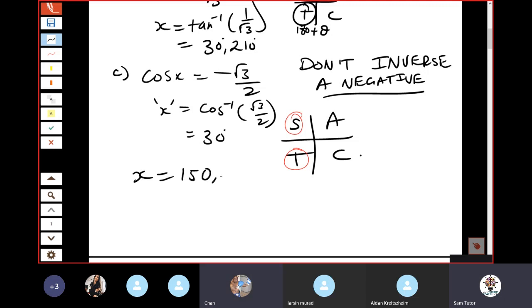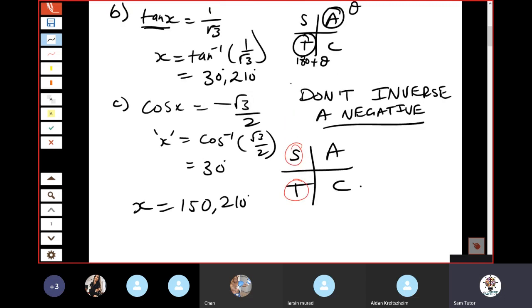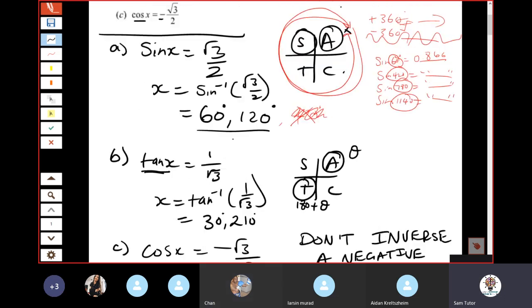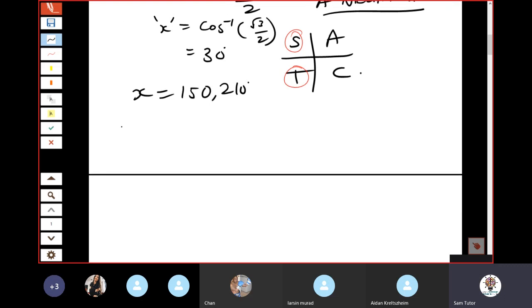150 and 210. So 30 isn't your answer. 30 degrees is just there, so when you're doing 180 minus theta, you actually know what theta is, or when you're doing 180 plus theta, you actually know what theta is. Don't inverse a negative, and I think that looks pretty good. We might do a few more of those. Good job.